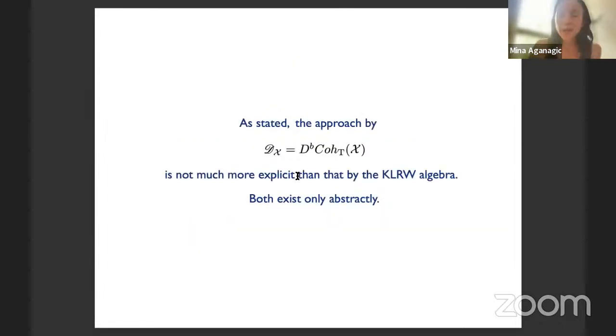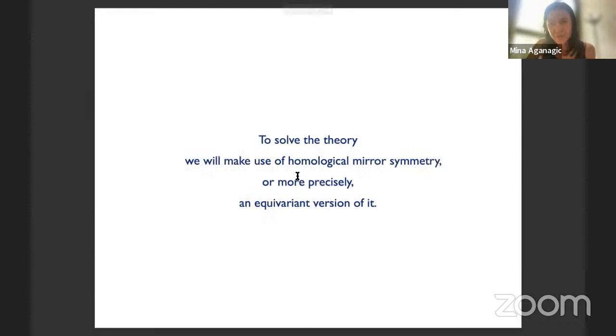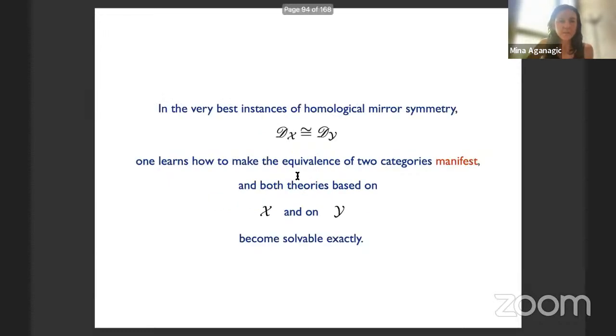Now, as stated, both the approach by coherent sheaves and KLRW algebras exist only abstractly. To solve the theory, we'll make use of homological mirror symmetry, or more precisely, an equivariant version of it. In the very best instances of homological mirror symmetry, one learns how to make the equivalence of the two categories manifest. And then both theories based on X and Y become solvable exactly.